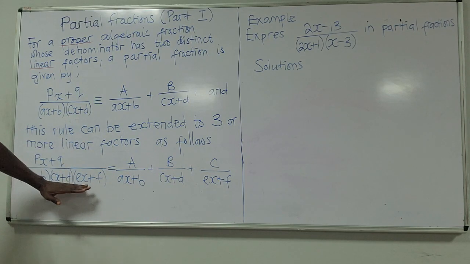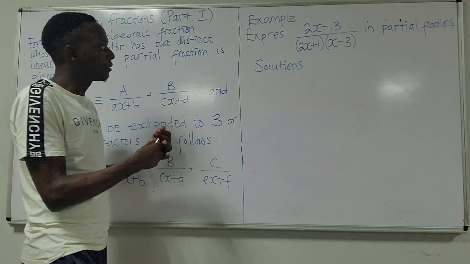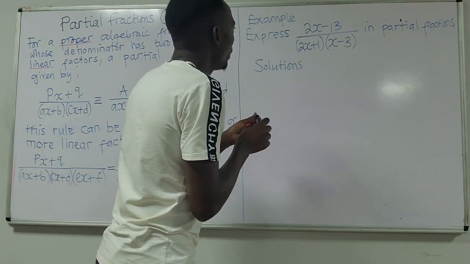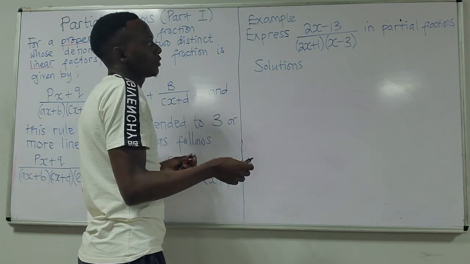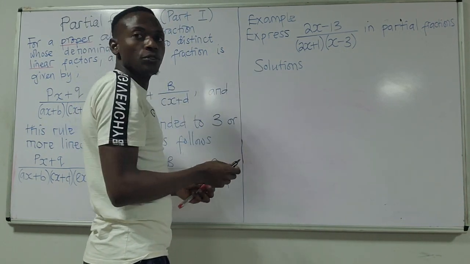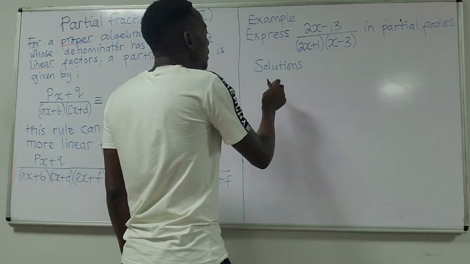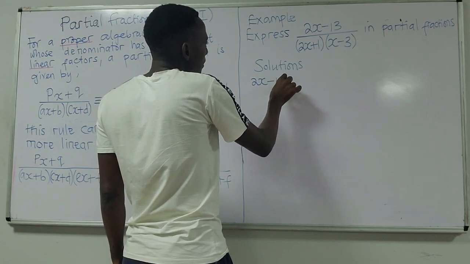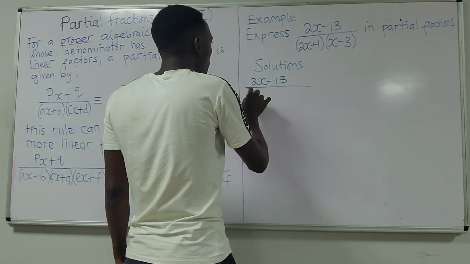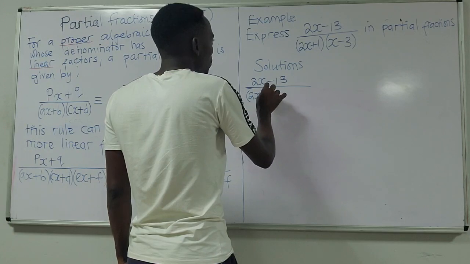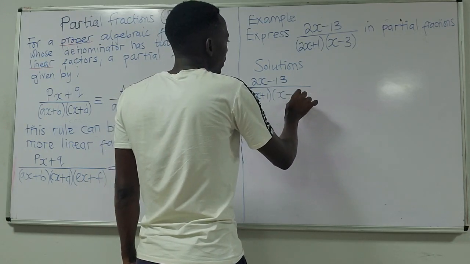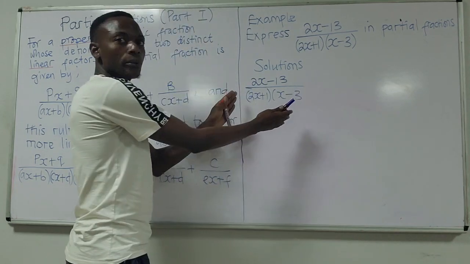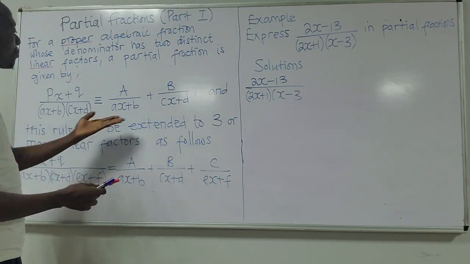I think I've already explained something about this. Now let us go to our example. Express (2x minus 18) in partial fractions. So how do we express this in partial fractions? The first thing we do is write down the quotient of 2x minus 18 over (2x + 1)(x minus 3). So this particular problem can be expressed as partial fractions in this form.